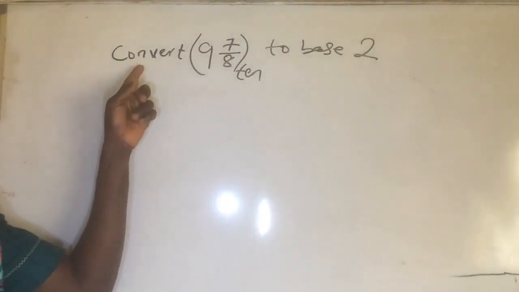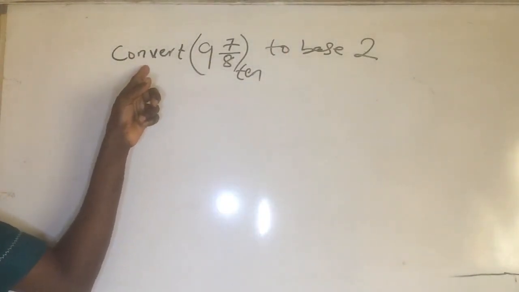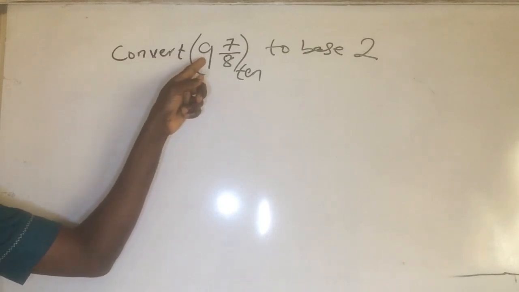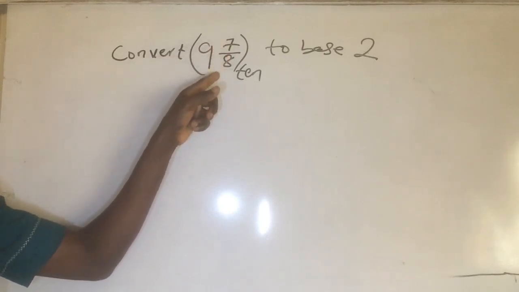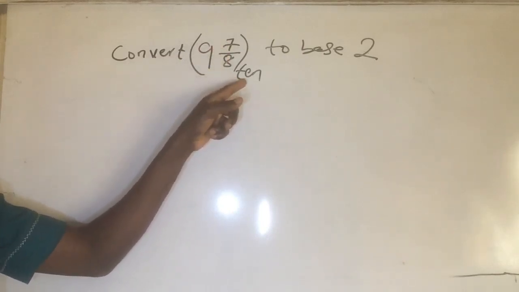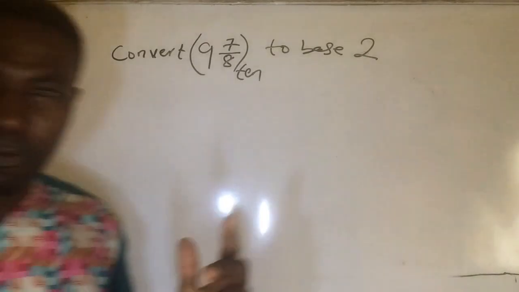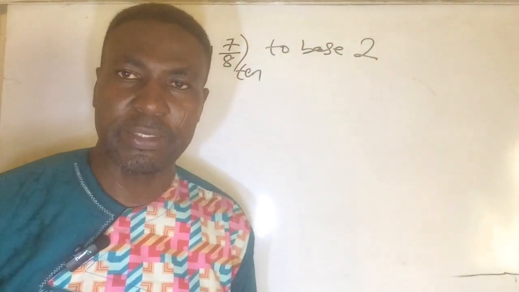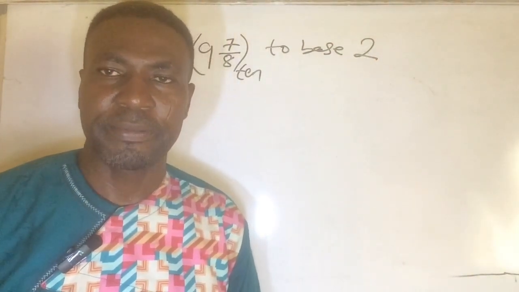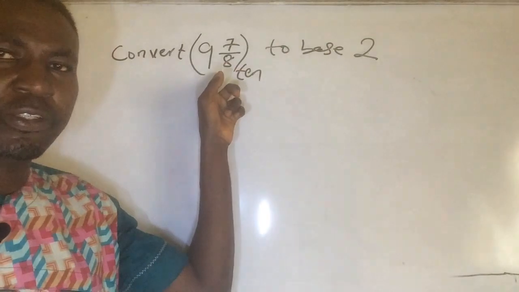The question says convert 9 whole number 7/8 base 10 to base 2. So this problem now is conversion of fraction of decimal numbers in base 10 to base 2. It's a conversion of fraction numbers in decimal. So it has a fraction here.